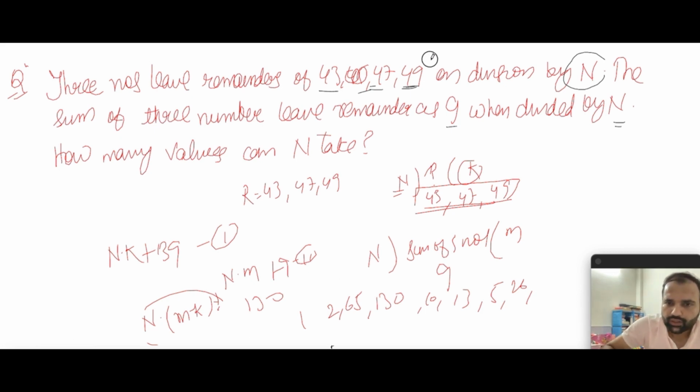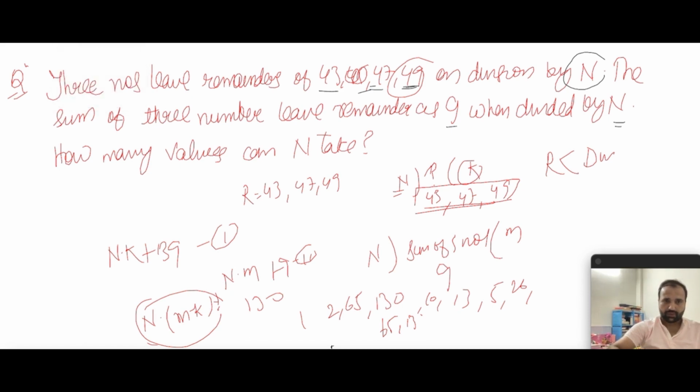But what we need to look for are factors more than 49. Why? Because remainders are always lesser than divisors. So for above 49, it's very simple. It has to be 65 and 130. So that's what we have taken over here. Okay.